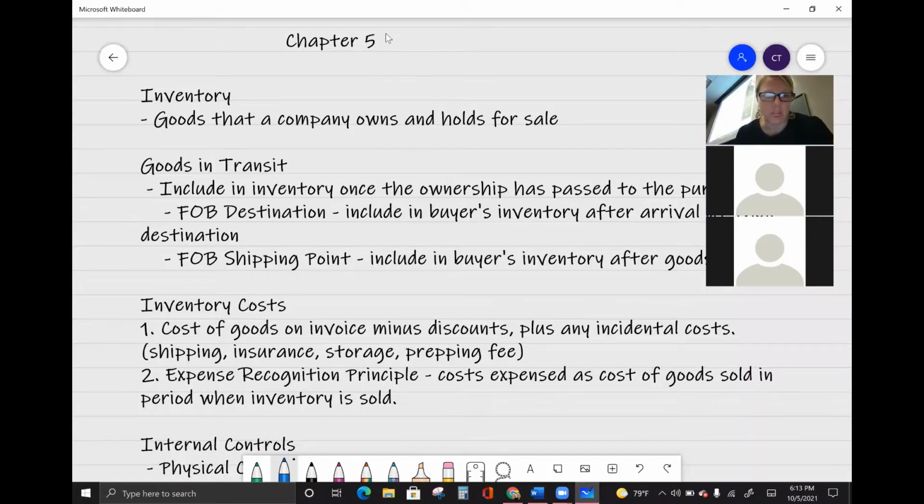Okay, we're going to do chapter 5, which is all about inventory. In chapter 4, we were introduced to a merchandise company. They're selling merchandise, some sort of goods. And we're going to take that and focus in on the inventory piece.